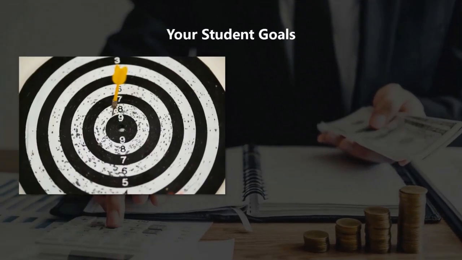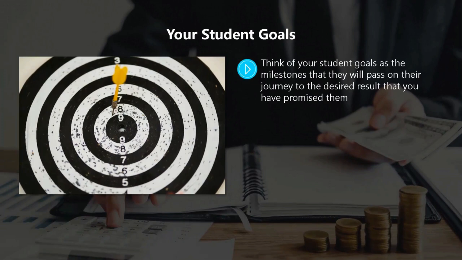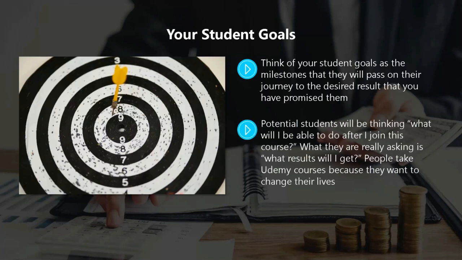Your student goals. Think of your student goals as the milestones that they will pass on their journey to the desired result that you have promised them. The goals must correspond to the sections of your course. Potential students will be thinking, what will I be able to do after I join this course? What they are really asking is, what results will I get?